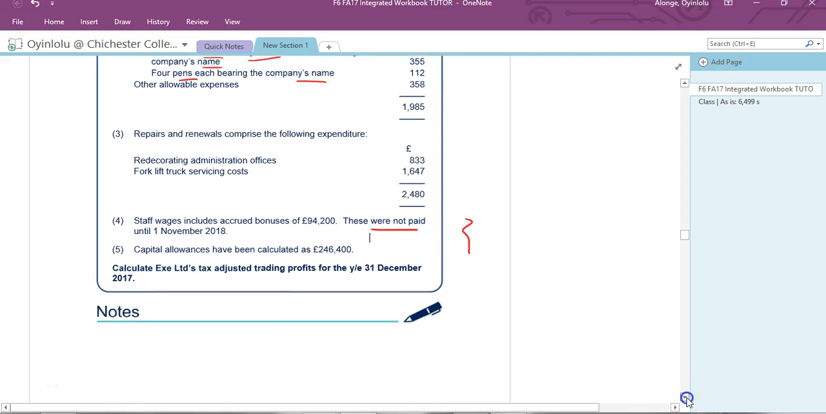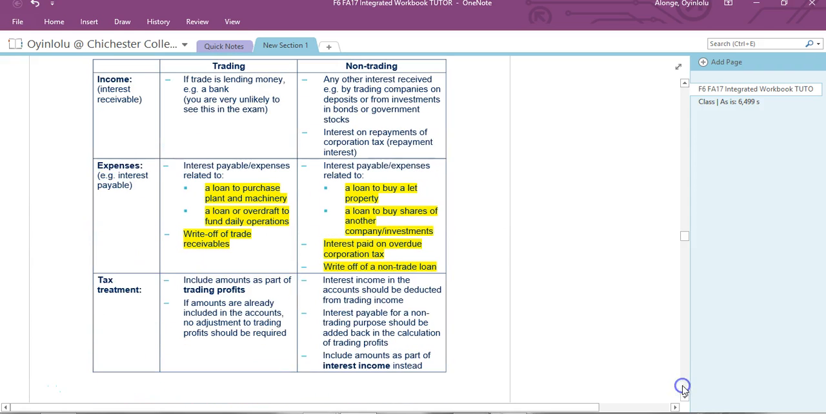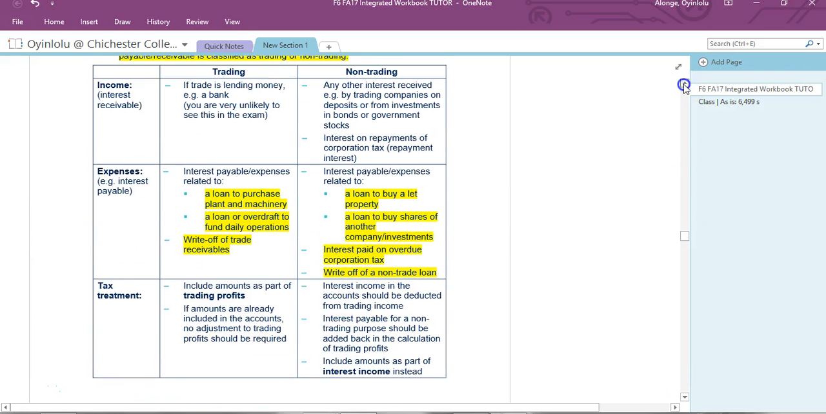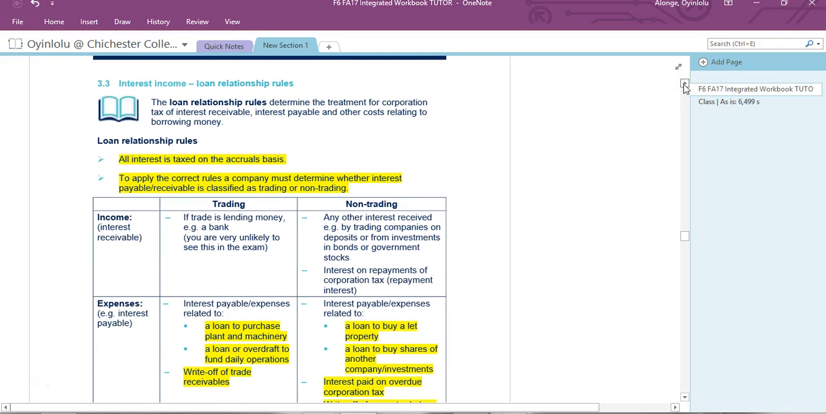Okay, great. Let's carry on to the next area. Interest income. So a couple of things here. This is really saying we're finished dealing with trading income. We're done with trading income. What's going on with interest income?